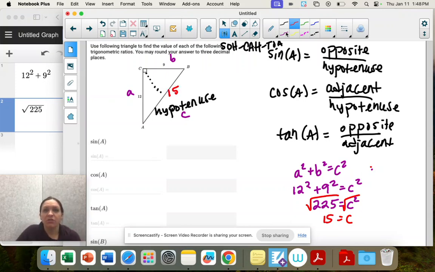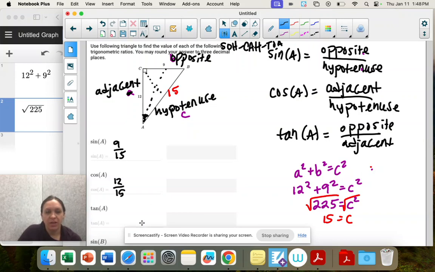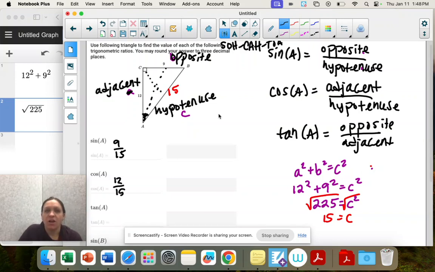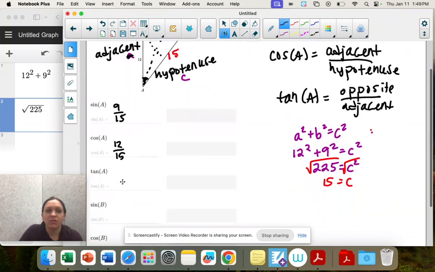Now we can write our ratios. So sine is opposite over hypotenuse. Oh, we haven't labeled the rest of our sides, so maybe not. Okay, angle A, opposite is over here. It's 9. And then the adjacent side is 12. It's the side next to. So opposite over hypotenuse, 9 over 15. And then cosine is adjacent over hypotenuse. That's 12 over 15. And then tangent is opposite over adjacent, so 9 over 12.